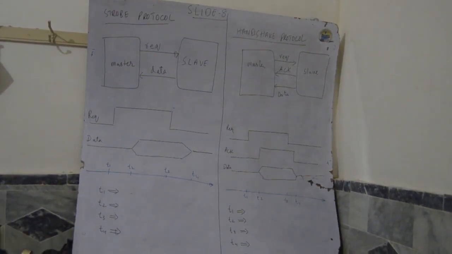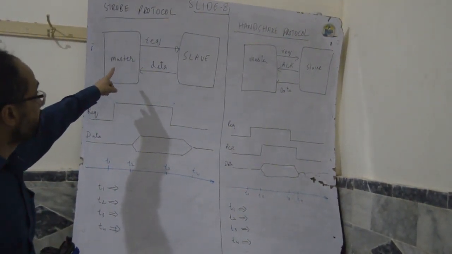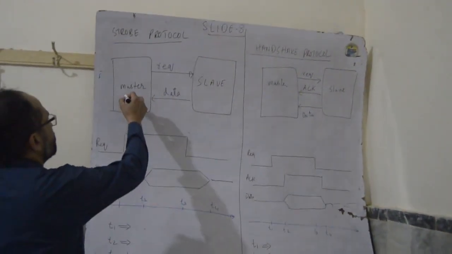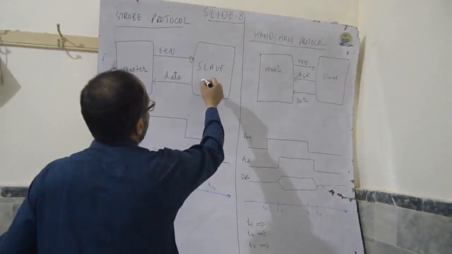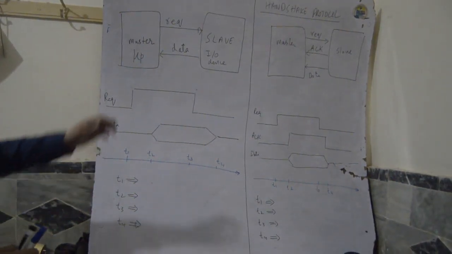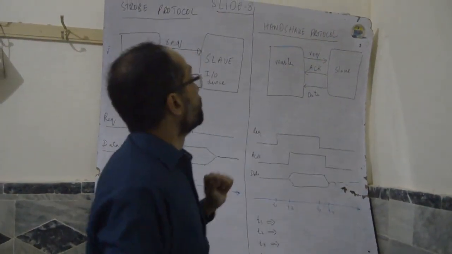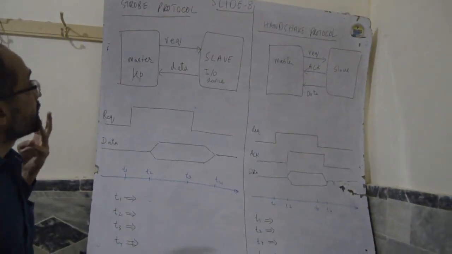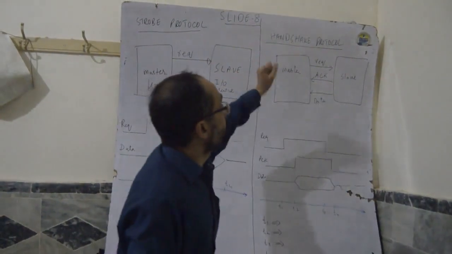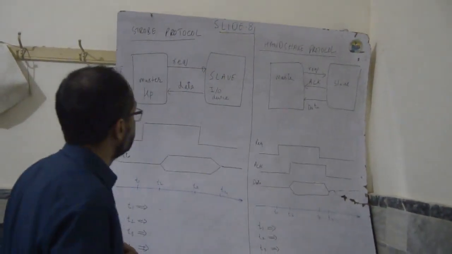So now we will study two types of protocols in which a master determines the communication between the master and the slave device. The master can be a microprocessor and the slave can be any other peripheral IO device or memory. So we will study two types of protocol. One is referred to as strobe protocol, and the other is referred to as handshake protocol. The strobe protocol requires two types of signal. One is a request signal and the other is data, while the handshake protocol will require three signals. One is request, another is acknowledge, and another is data.